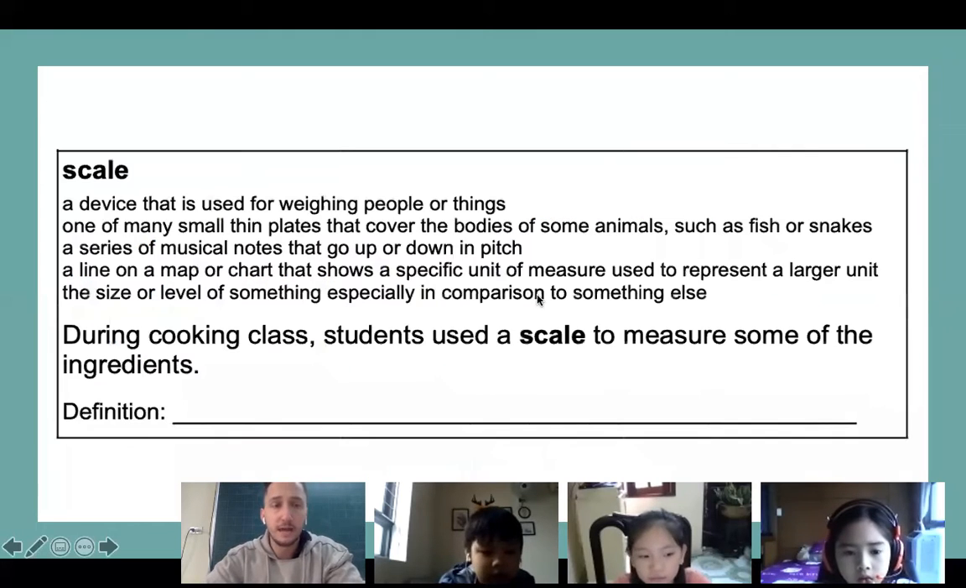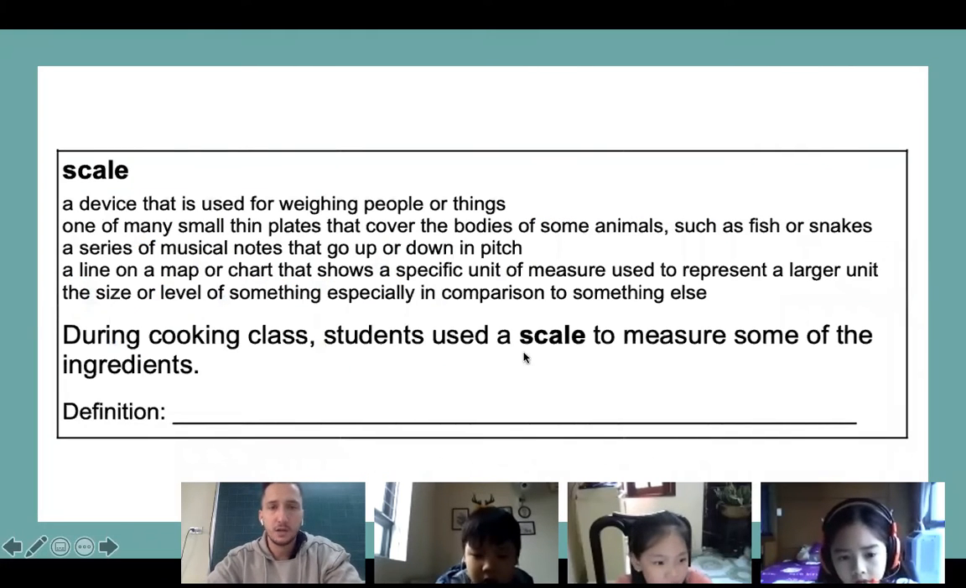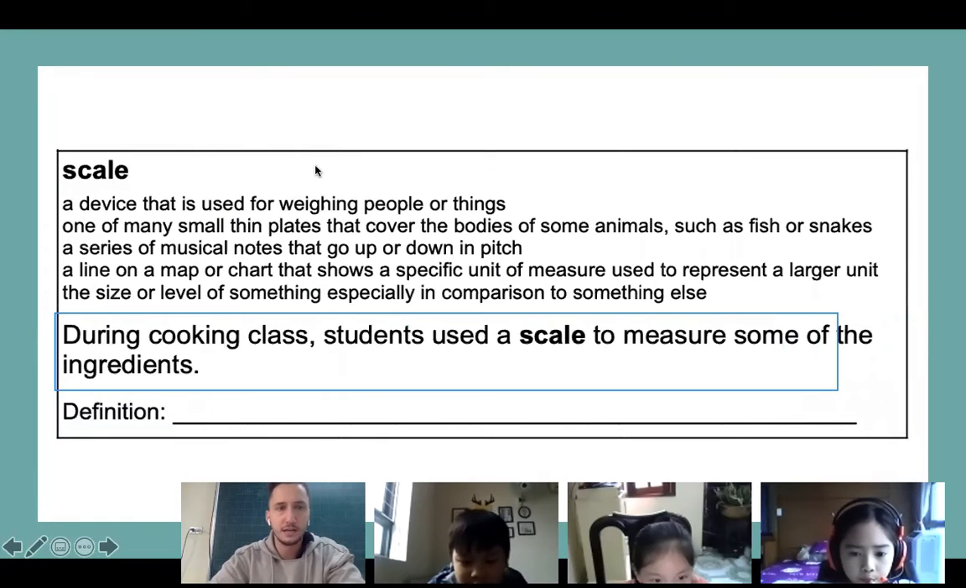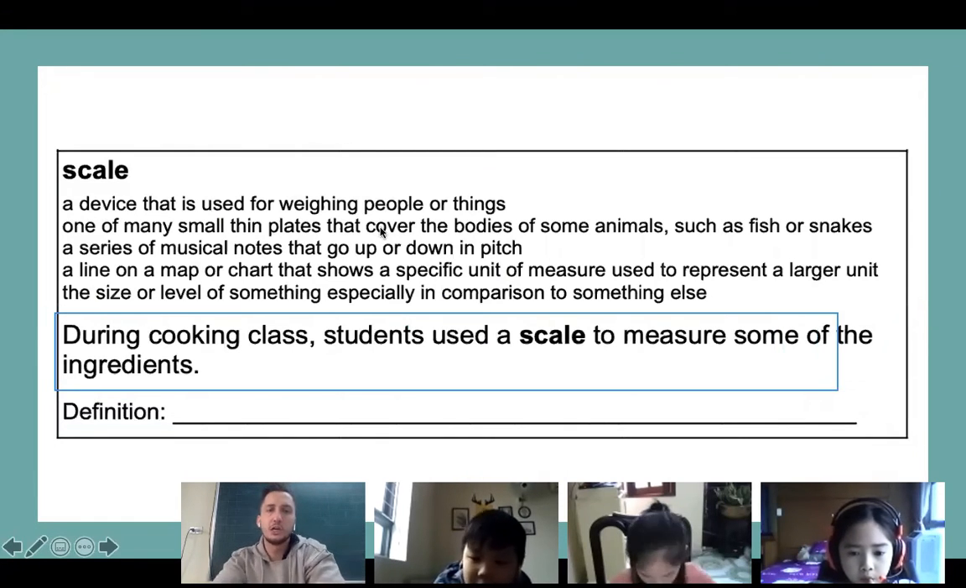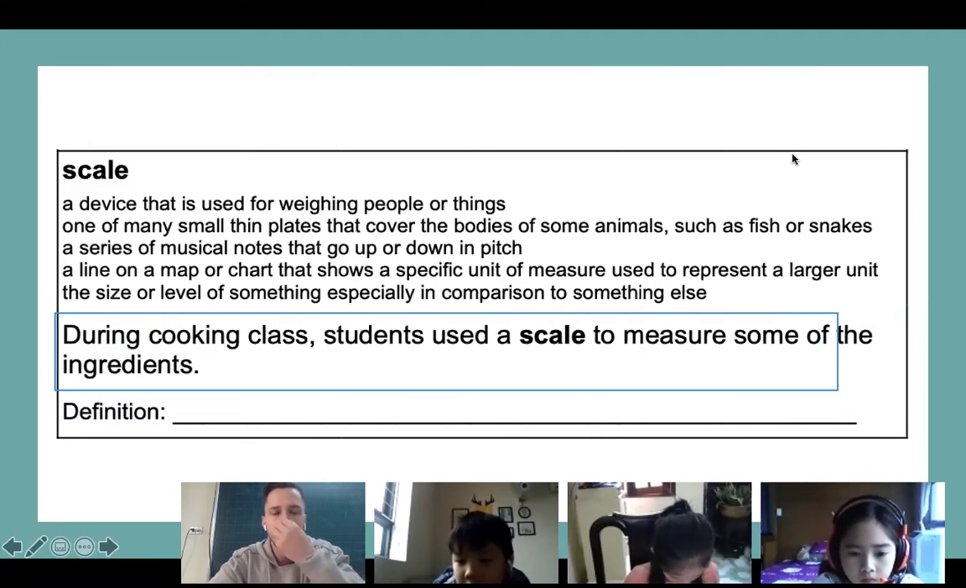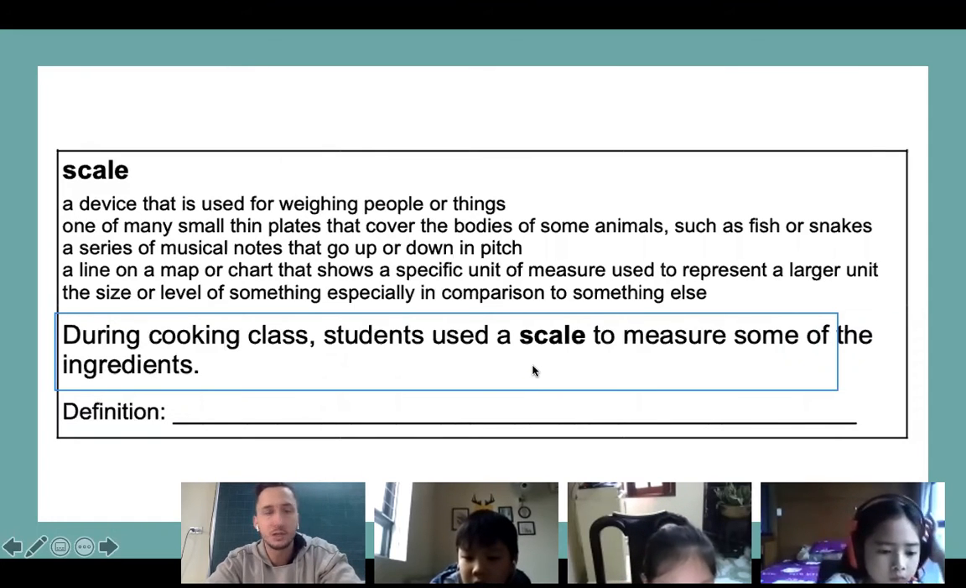You guys did a great job on that. Okay. Next word is scale. So I'm going to read out loud each of the definitions and we're going to talk about this. And I want it kind of a yes or no. So we have our sentence down here, which is telling us something. I'm going to read this one out loud first, and then we're going to move on into the next section. Okay. So it says during cooking class, students must use a scale to measure some of the ingredients. So I'm looking for a definition that says scale is something that measures some ingredients.